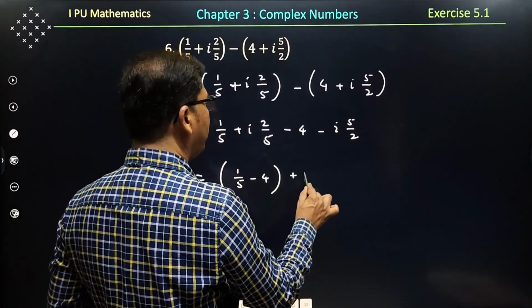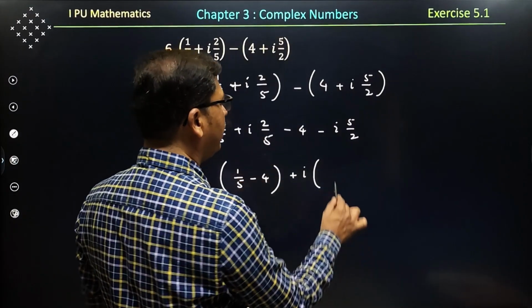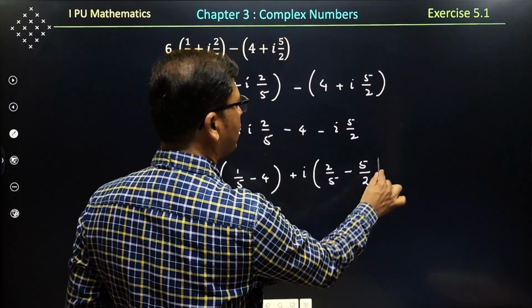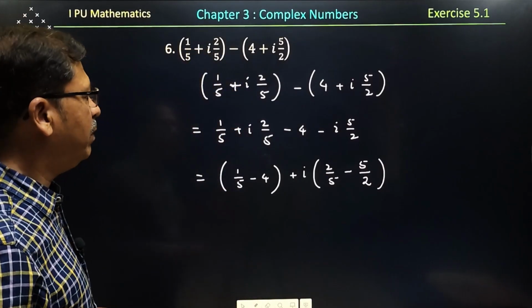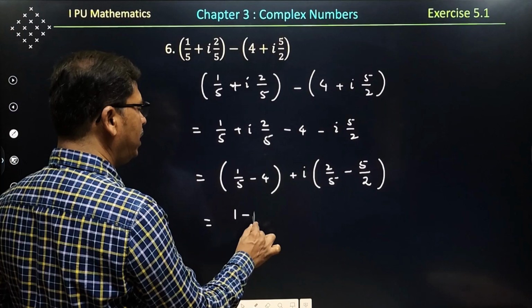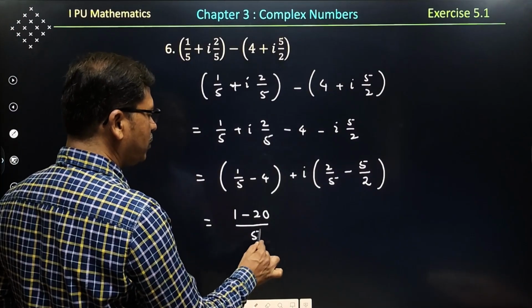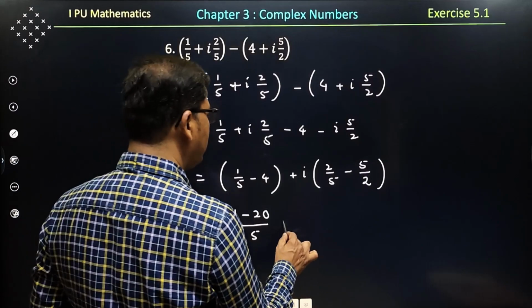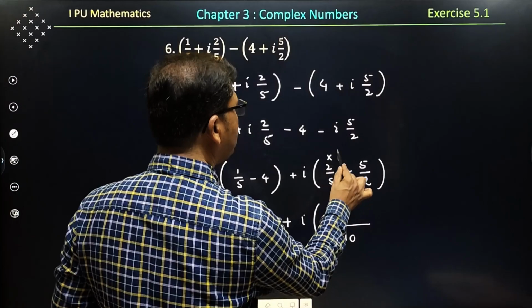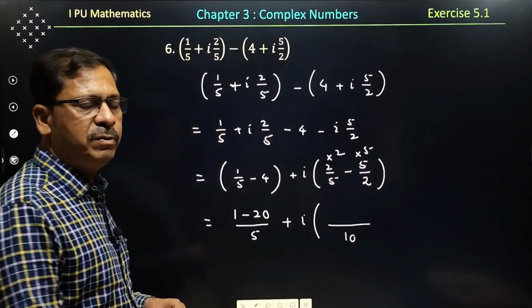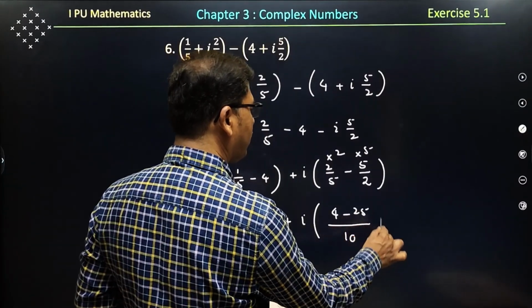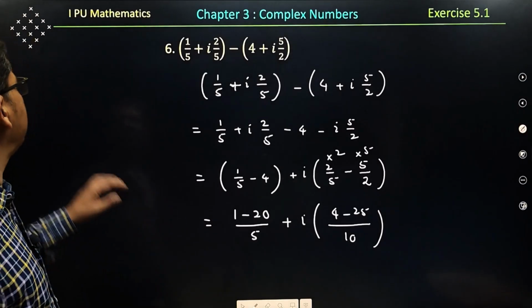Next, take i common. By taking i common, 2 by 5 minus 5 divided by 2 here. So 1 minus 20 divided by 5 plus i into bracket. Here the LCM is 10. 5 2s are 10, 2 5s are 10. LCM is 10. So this is 4 minus 25. Let us simplify this.